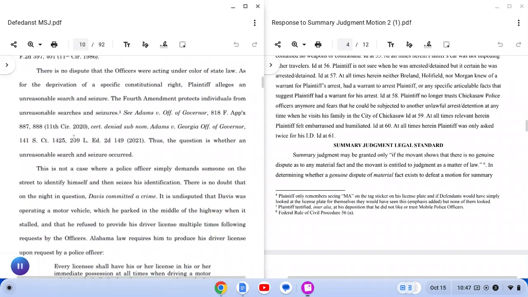Let's see. There is no dispute that the officers were acting under color of state law. So what he's saying is he's not arguing that they were not acting under color of state law. That's what they're saying. As for the deprivation of a specific constitutional right, plaintiff alleges an unreasonable search and seizure. The Fourth Amendment protects individuals from unreasonable searches and seizures. He has a footnote right there, so that means you have to go down and go to the second footnote, and they must have made another argument down there. Thus, the question is whether an unreasonable search and seizure occurred. There you go. That's the standard.